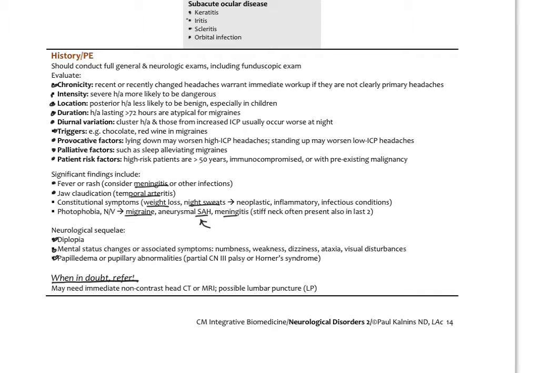So that would all be part of the history and workup for headache. I didn't talk about physical exam, but obviously as adjunctive providers, you're not doing full PEs. But if you know some of the components of the neuro exam, it could be helpful to get more information that way. But again, when in doubt, just refer.